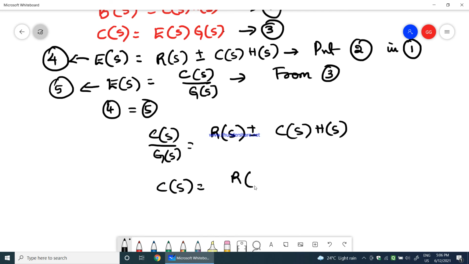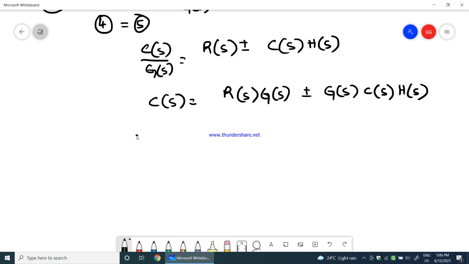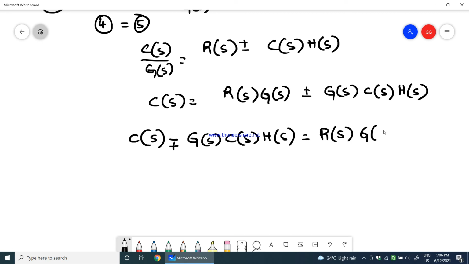R of S into G of S plus or minus G of S, C of S, H of S. Therefore, this plus and minus, if it comes to the left hand side it becomes minus and plus: C of S minus or plus G of S, C of S, H of S equals R of S into G of S. Therefore, if I take C of S common here, I'll get 1 minus or plus G of S into H of S.